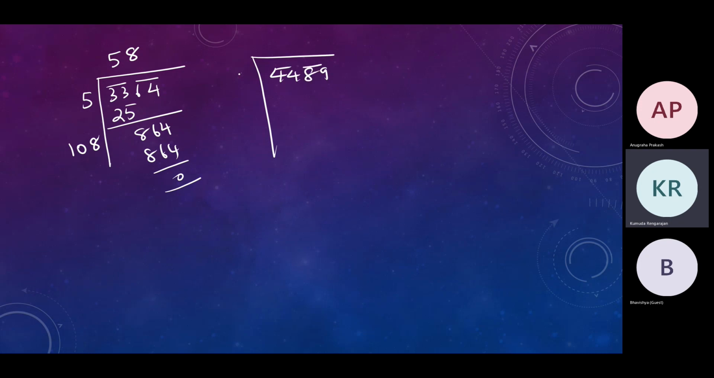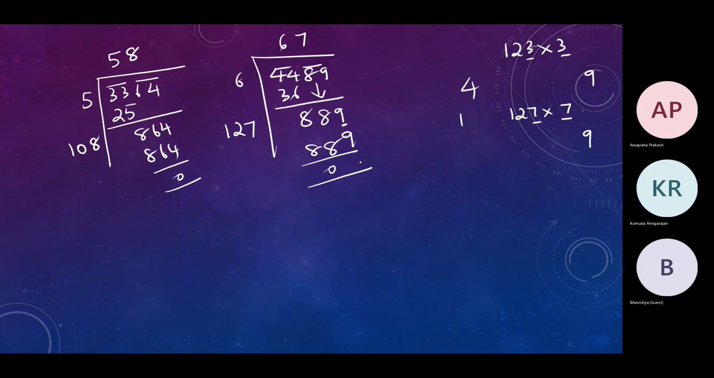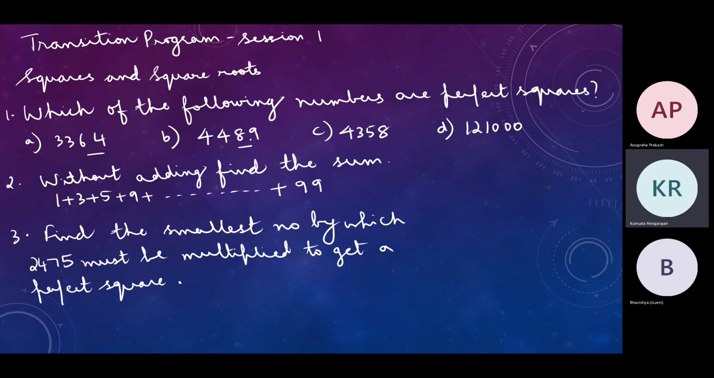4489, 6 6s are 36, 8 remains. 89 comes down, double the quotient, 12, and this one ends with 9. So maybe we can try 123 into 3, because 3 3s are 9, or 127 into 7, because 7 7s are 49. So let's try 7. 7 7s are 49, 4 carried over, 7 twos are 14, 18, 1, 7 plus 1 is 8, 0. Yes. So the first two numbers are perfect squares.